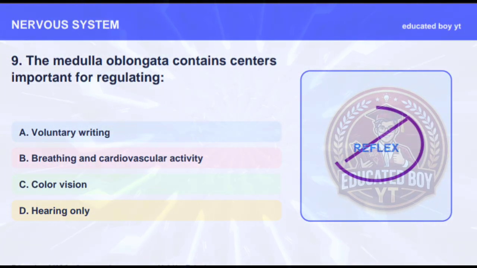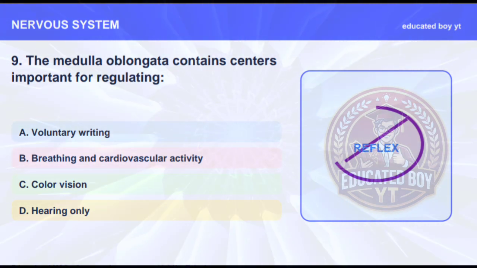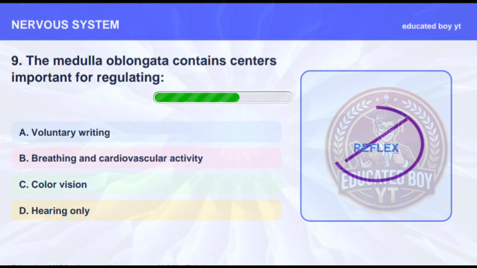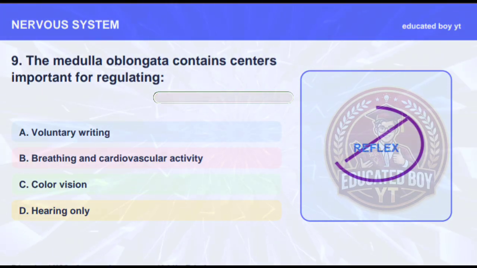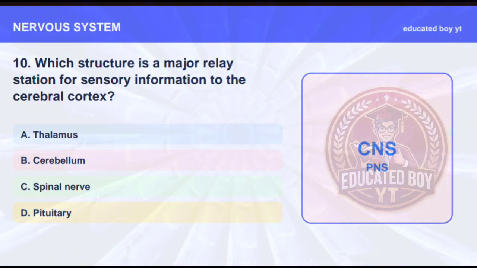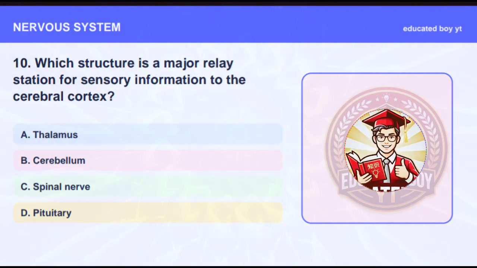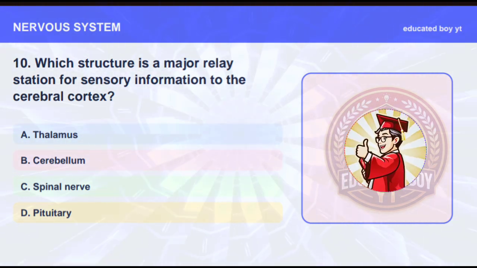Question number 9. The medulla oblongata contains centers important for regulating: option A, voluntary writing; option B, breathing and cardiovascular activity; option C, color vision; option D, hearing only. Question number 10. Which structure is a major relay station of sensory information to the cerebral cortex? Option A, thalamus; option B, cerebellum; option C, spinal nerve.